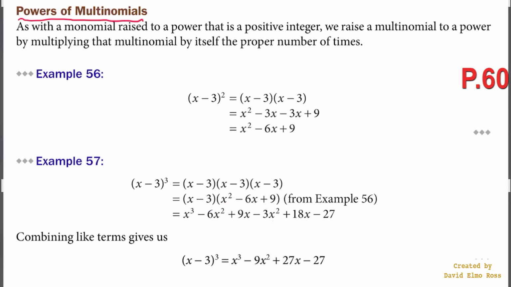Now when we collect all terms, minus 6x squared minus 3x squared, so that's minus 9x squared. We have our x cubed in the front. We have plus 9x, 18x, that gives us 27x, and finally minus 27 to get our final answer.